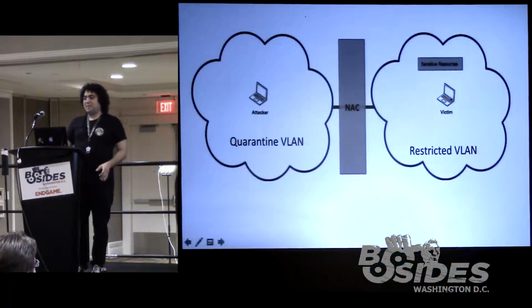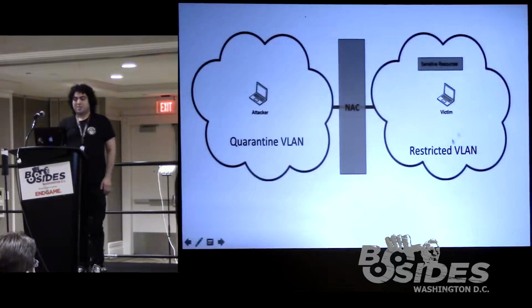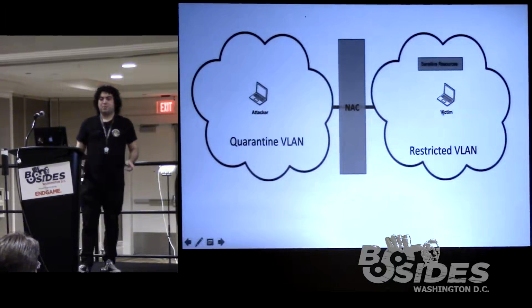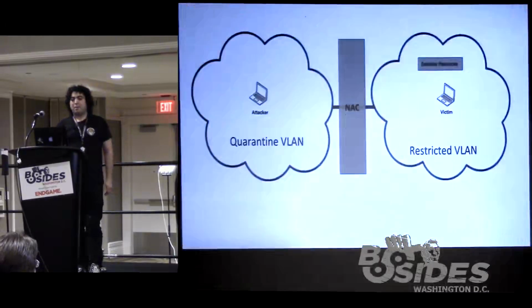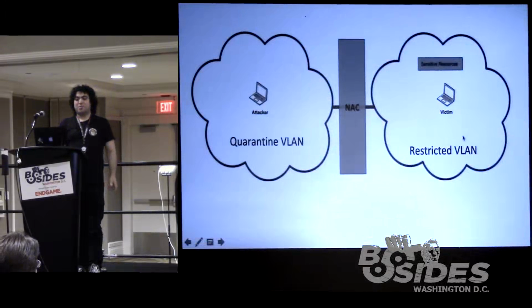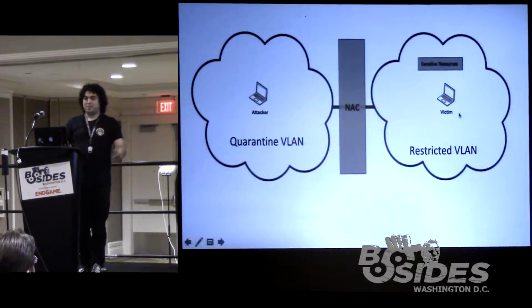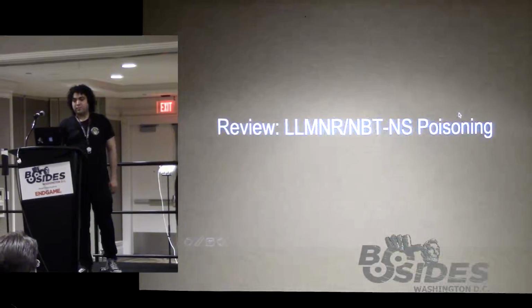Fortunately for you, you know that you have at least one victim device on this restricted VLAN, because you would have had to use the rogue AP attack against this victim device in the first place to get RADIUS credentials that would get you onto this network. So the question here is, how do we get out? How do we get from this quarantine VLAN over to this restricted VLAN where we can actually get all the goodies like sensitive resources?